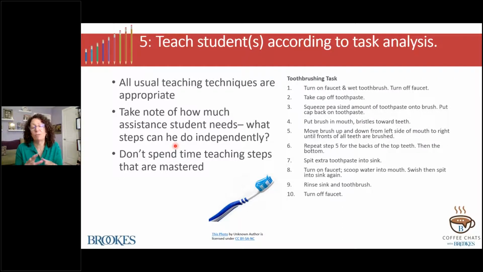If we can observe, and we'll look at that in the next slide, which steps they already do independently, then we don't have to waste time teaching those steps, which is one of my very favorite things about task analysis. It takes a lot of time to set it up, but it saves time in the teaching.